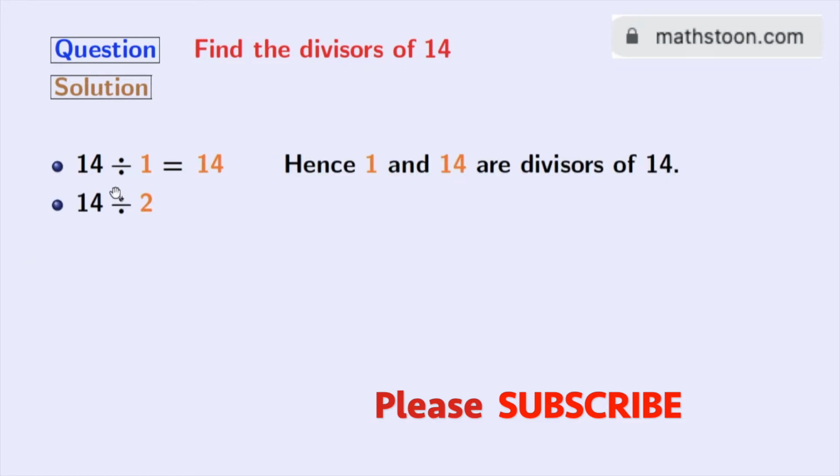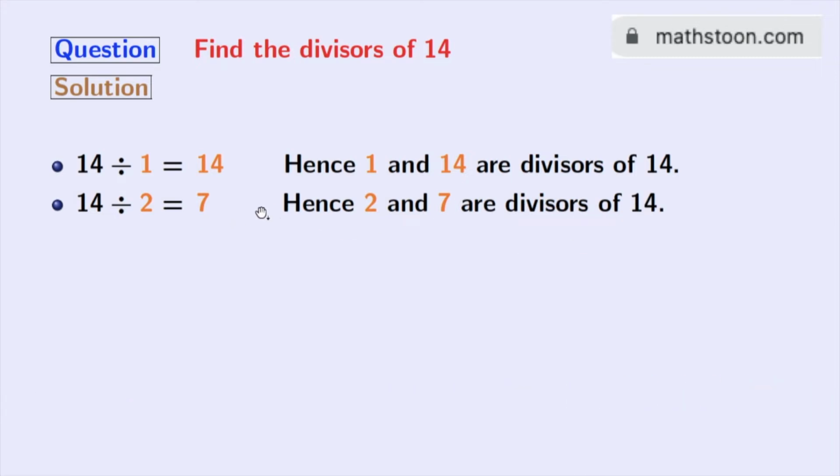Now, 14 divided by 2 gives us 7. So, 2 and 7 are the divisors of 14. Now, look that there is no number between 2 and 7 which can divide 14. So, we will stop dividing right now.